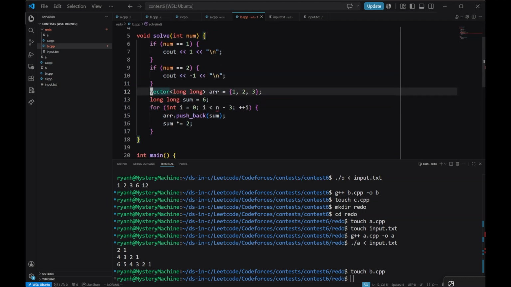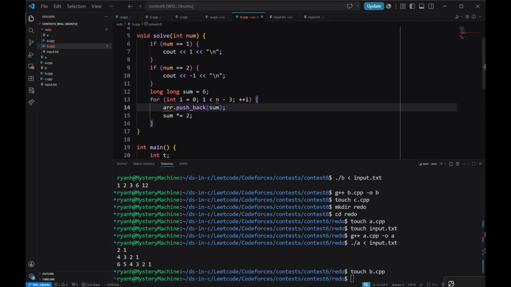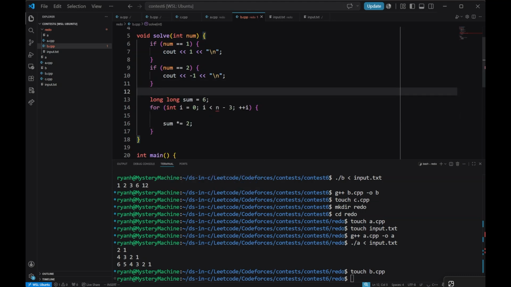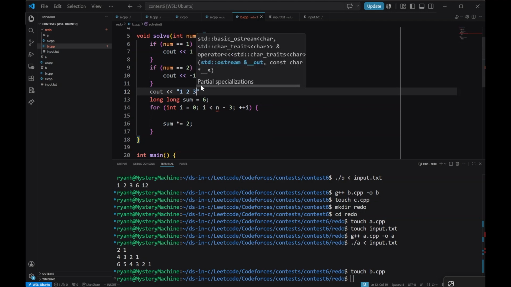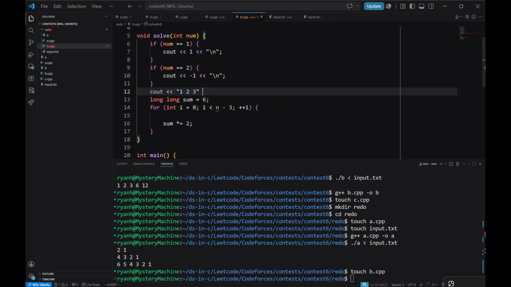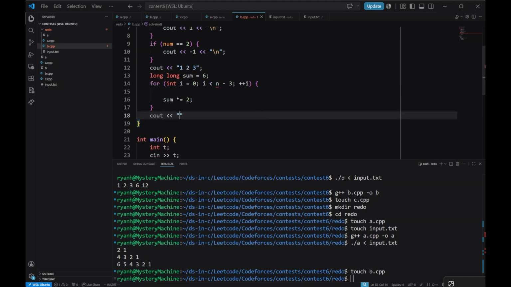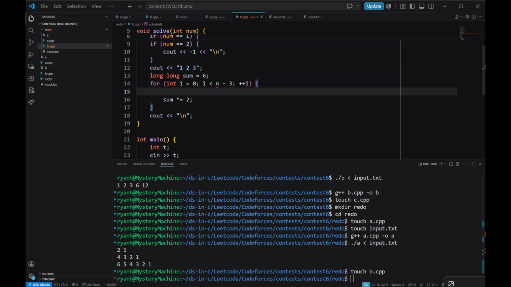Okay, we actually don't need this array because we can just do it on the fly. We'll be printing it as we go. So I'll just delete this. We'll print out the 1, 2, 3 sequence beforehand. So we'll do cout 1, 2, 3. We won't do a new line yet. The new line will go after. And then we're going to need to add a space in.